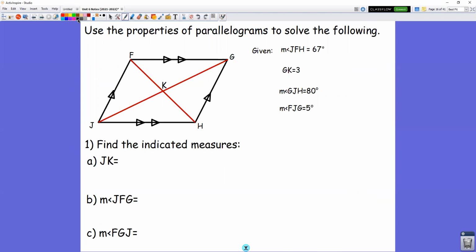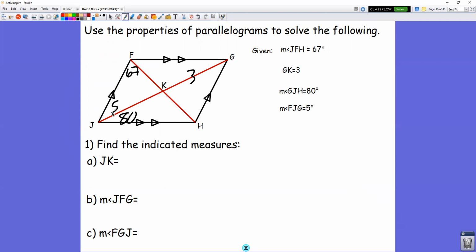So JFH is 67. So JFH is here. So put a 67 in angle JFH. GK is 3. So that's going to go there. 80 degrees is GJH. So GJH is this angle down here. That's an 80. FJG is 5. Okay, and so now that we put everything into the diagram, now we have to apply our properties of parallelograms.